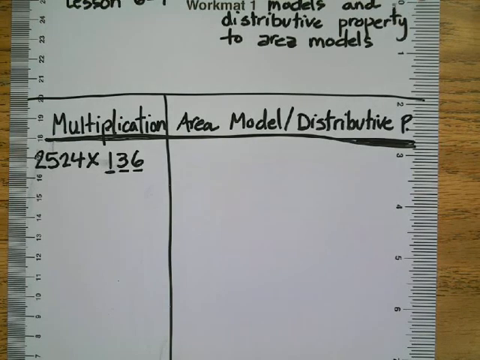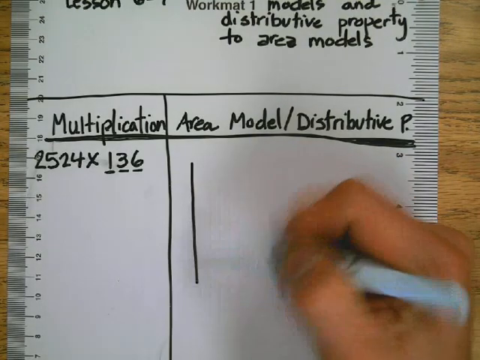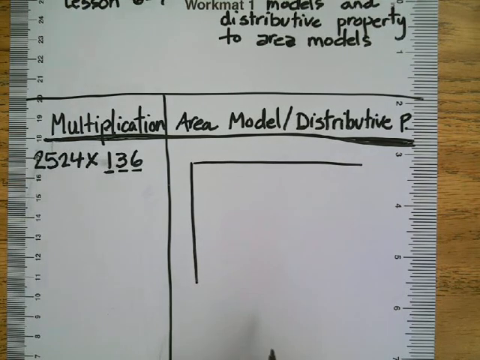So here's our multiplication. And here is the area model. So we're gonna draw our area model. So our area model is going to say, let's do it differently. Let's do it this way.